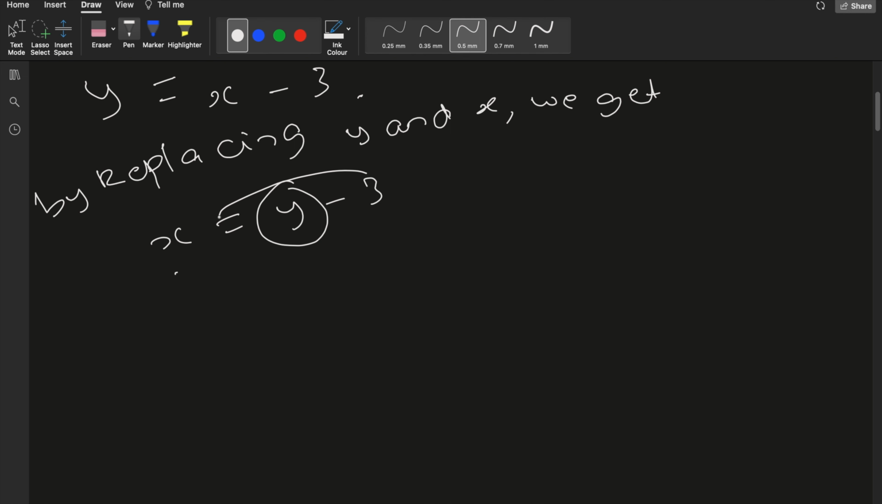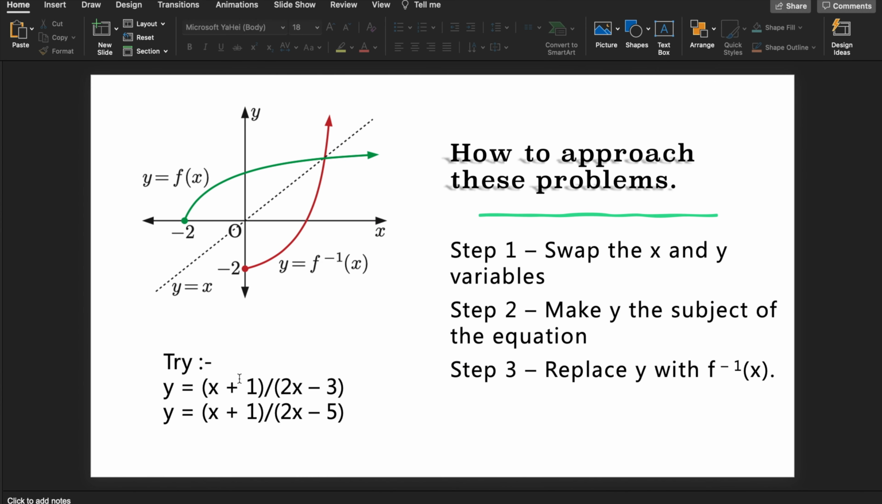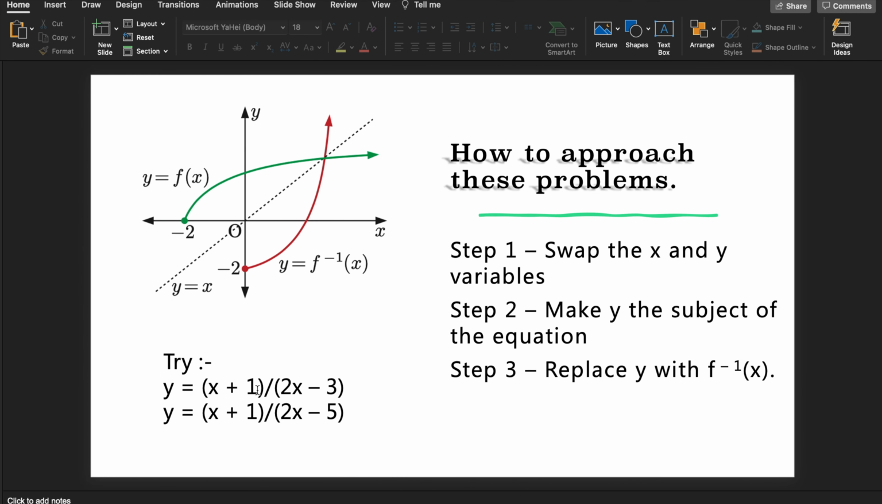By transposing this side, we make y the subject of the equation. So therefore f inverse of x equals x plus 3. This is how you find the inverse. Let's try a little more complex one: y equals x plus 1 divided by 2x minus 3. Try to solve it first; you can pause the video now. I'll just do it now. Once you have done it, you can follow.